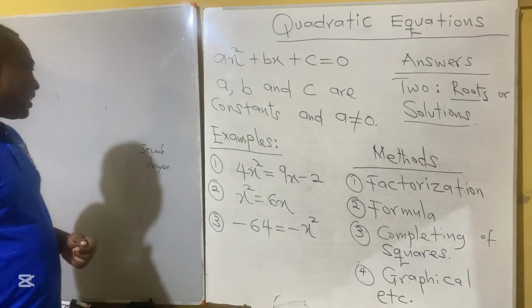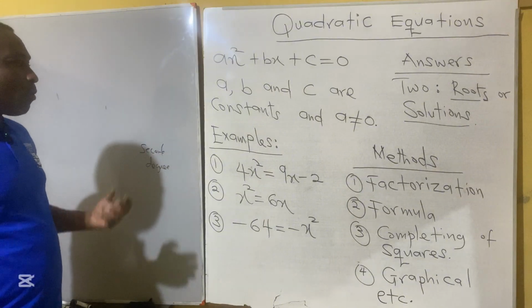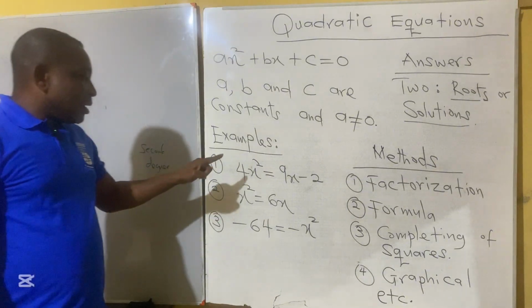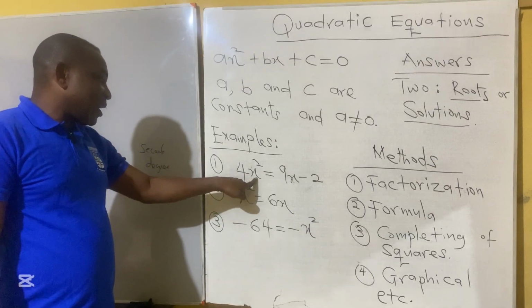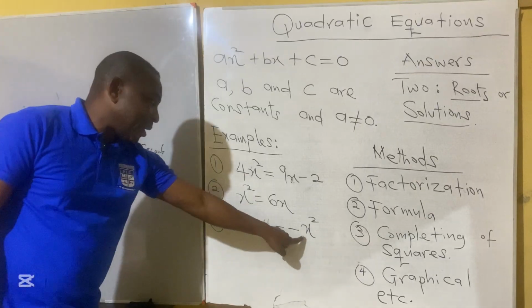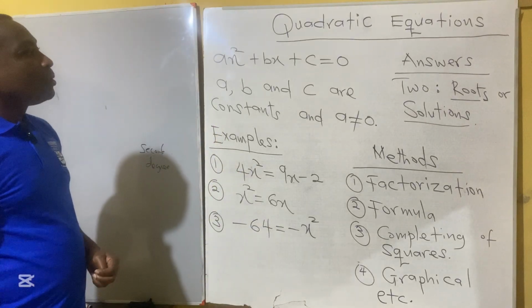Quadratic equations are described as equations of the second degree. Why? Because the highest power of the variable is 2. So the highest power here is 2, here is 2, and here is 2. So these are quadratic equations.